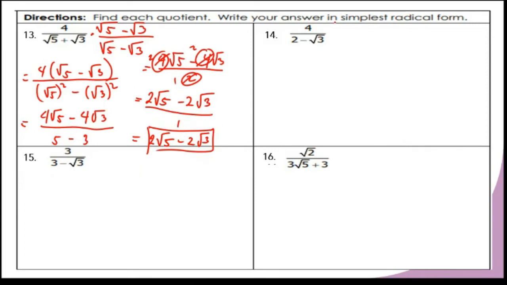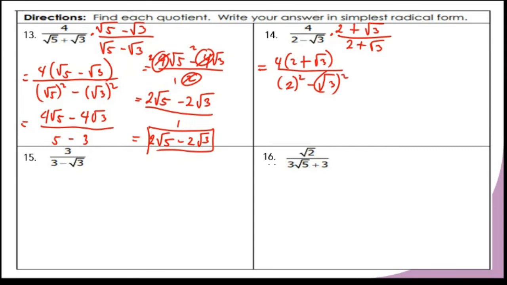Number 14. Again, the denominator is a binomial, and therefore we will multiply both the numerator and the denominator by the conjugate. 2 plus square root of 3 all over 2 plus square root of 3. Okay, so we will be moving on and simplifying further. 4 times 2 plus square root of 3 all over, we will have now the square of the first term minus the square of the last term, since they are sum and difference.